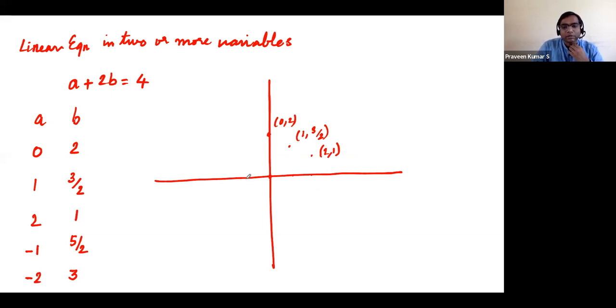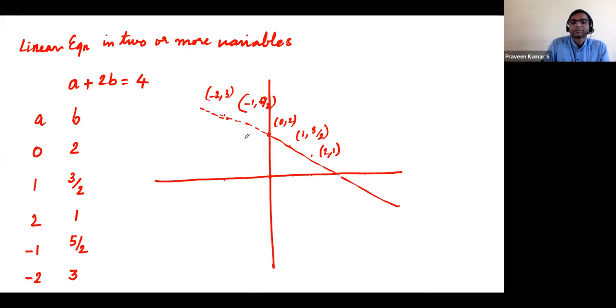And if a was minus 1, it was somewhere here: (minus 1, 5 by 2). And if it was minus 2, it would have gone somewhere here: (minus 2, 3). So if you observe, all these points can actually be joined along a straight line.